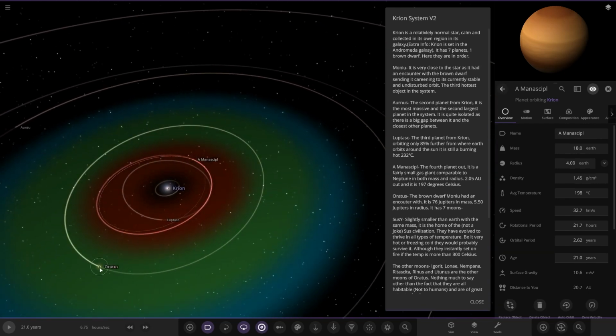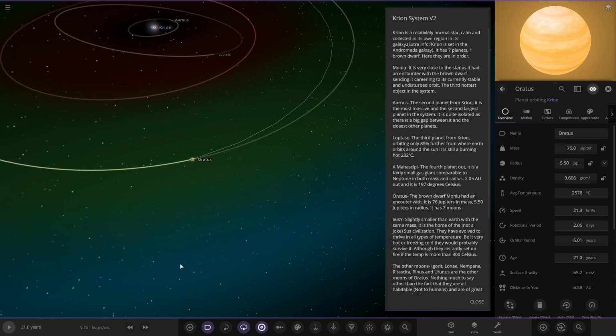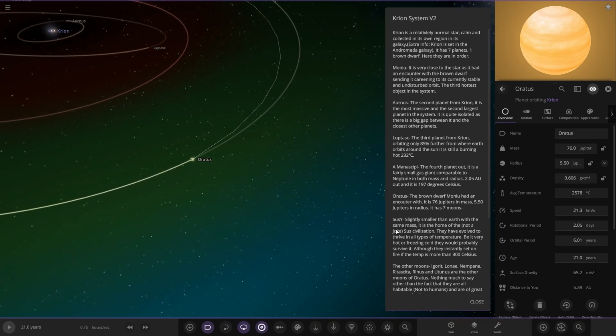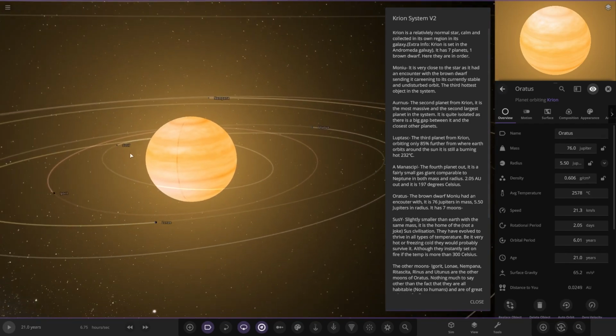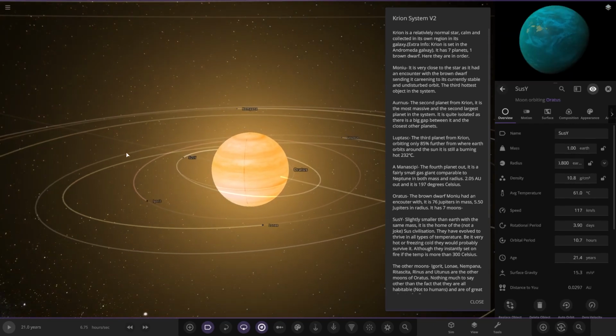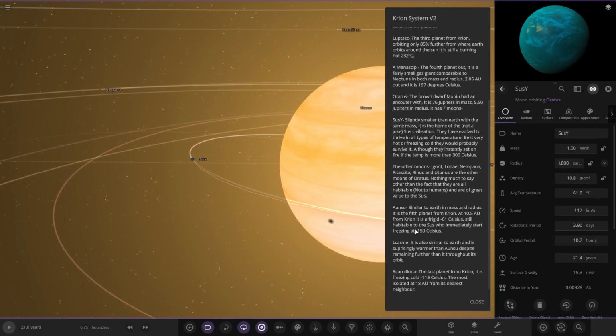So this is where we started the simulation. A brown dwarf had an encounter with the star. It is 76 Jupiters in mass and has 7 moons. Pretty cool. And obviously, a lot of moons going on here. These all have descriptions as well, so these are all customized.